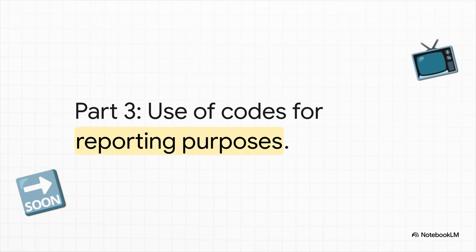Coming up in Part 3, we're going to cover the use of these codes for reporting purposes. But before we go, now that you understand the precise anatomy of a code, I want to leave you with a provocative thought. How does this strict alphanumeric structure completely change the way we're required to report multiple, coexisting conditions on a single claim? We will decode exactly that next time.